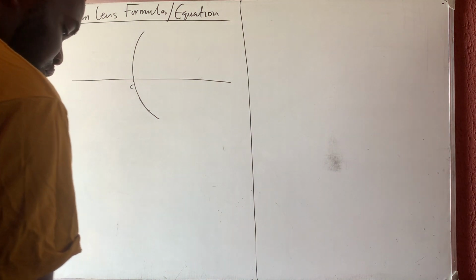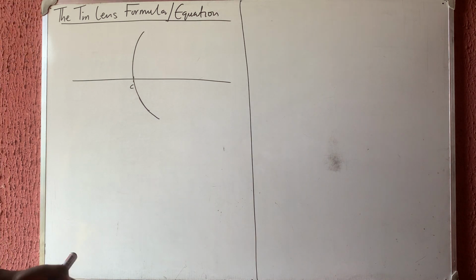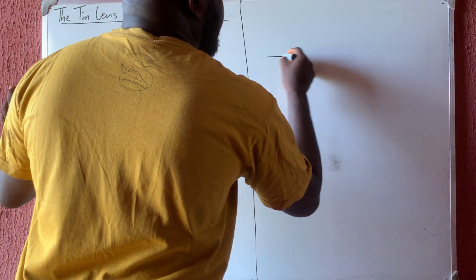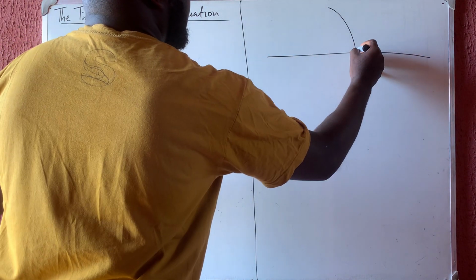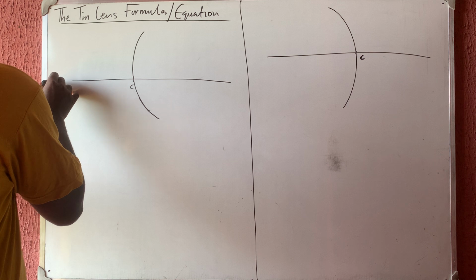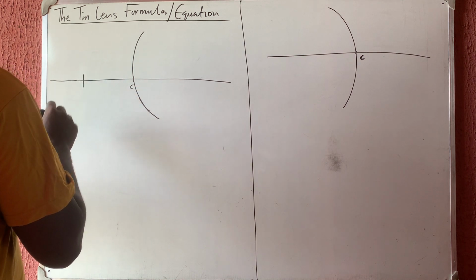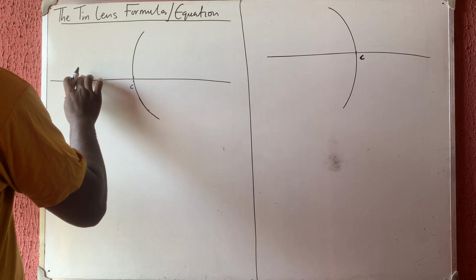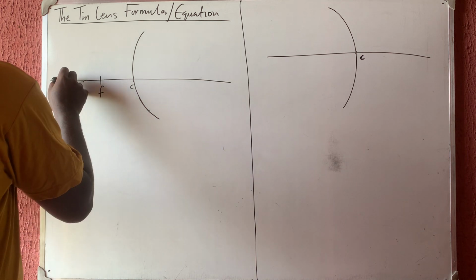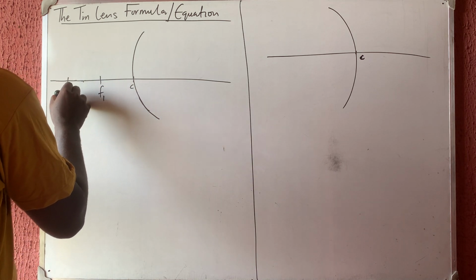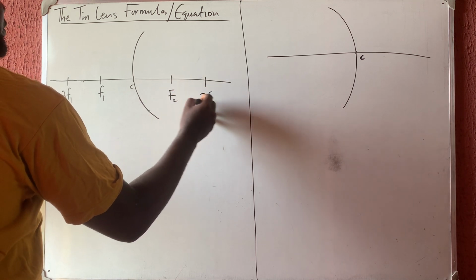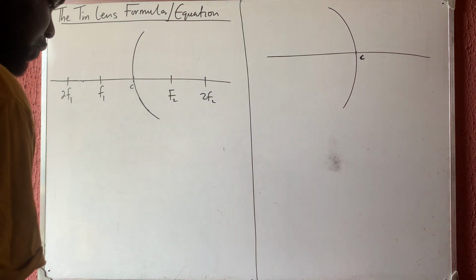Then you need to know that for a concave, let's have a concave here, a convex here, and then a concave here. I want to show you something. I have a concave here. Let's say that here is the center of curvature C. Now, let's have that this is the focus F. Let's call it F1, and here is 2F1. And there is F as well, and then 2F2, something like this, like I taught you in the previous video.